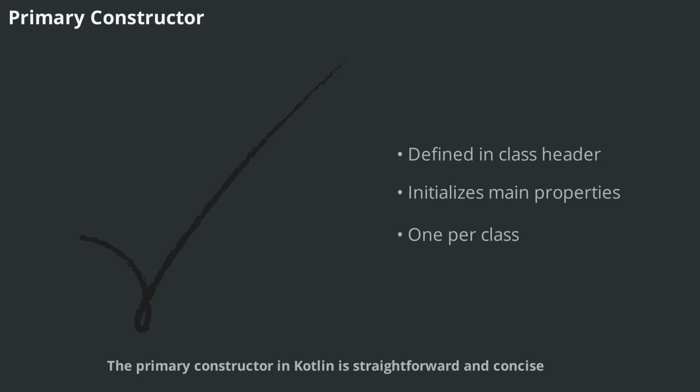The primary constructor in Kotlin is straightforward and concise. It's defined right in the class header and is responsible for initializing the main properties of the class. You can think of it as buying a standard, fully built house directly from the manufacturer. Everything you need is included from the start. Each class can have only one primary constructor, ensuring a clear and consistent way to create objects.